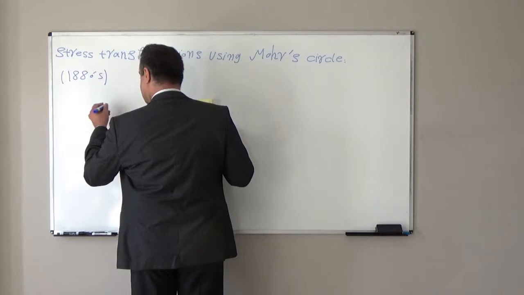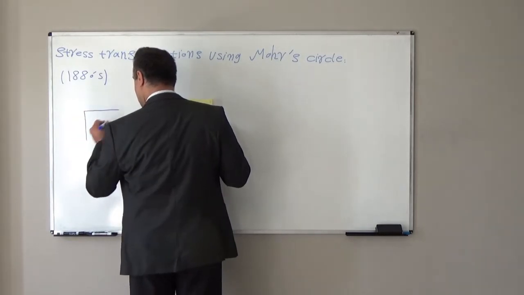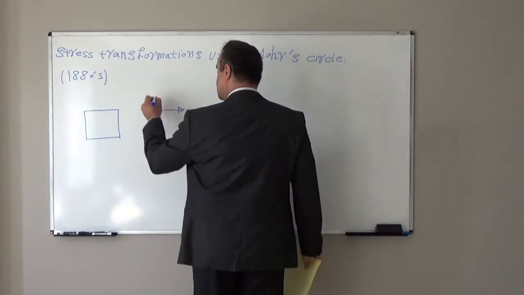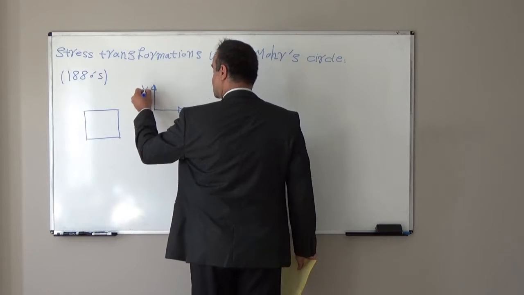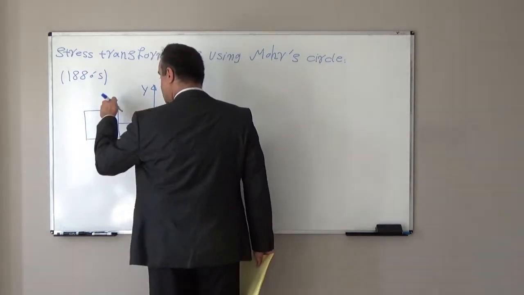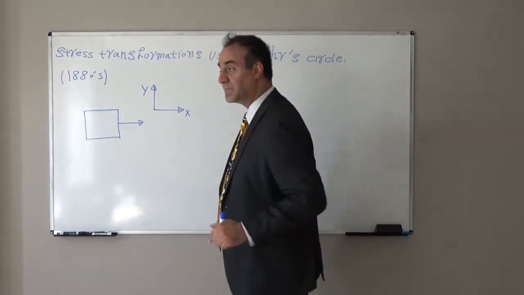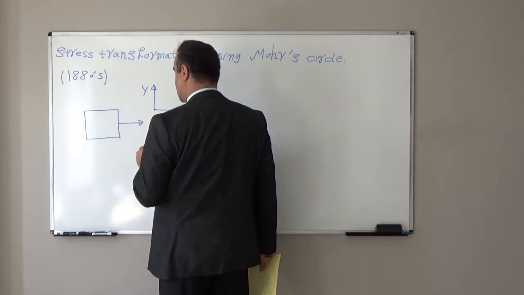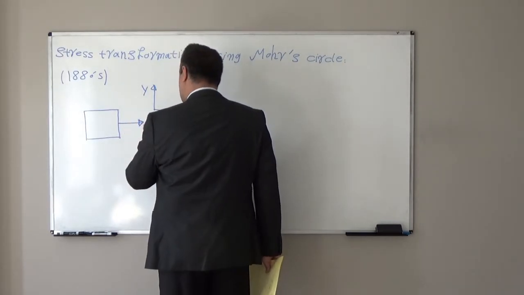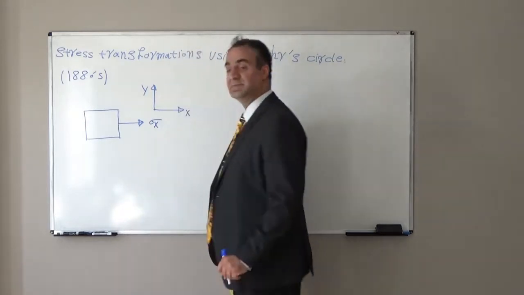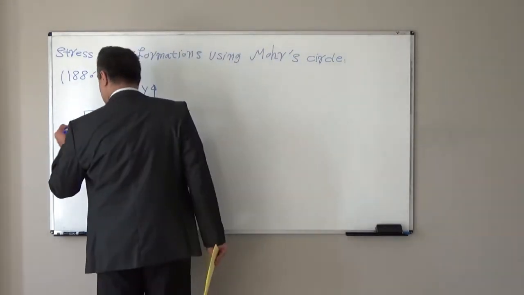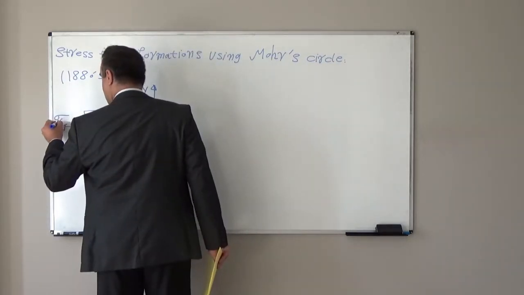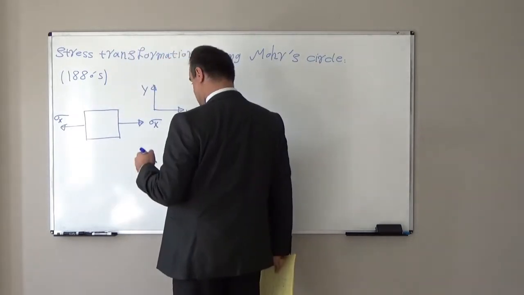If we have one stress element, assume we have this stress element, and this is the x direction, this is the y direction. Once we have a stress element, this plane is perpendicular to the x direction. We call it the x face of the element. In the x face of the element, normal stress we will represent with sigma x. And in order to have this element in equilibrium, we should have sigma x in the other face in inverse direction.